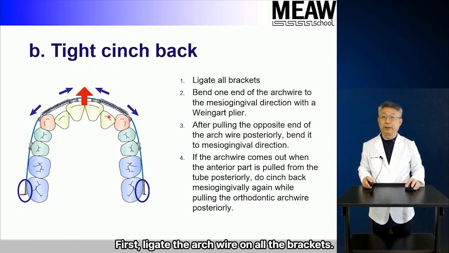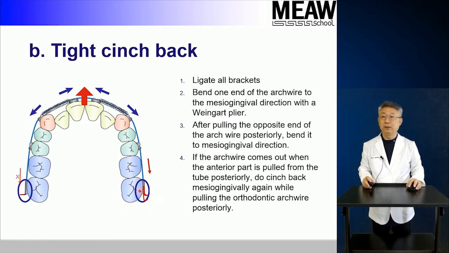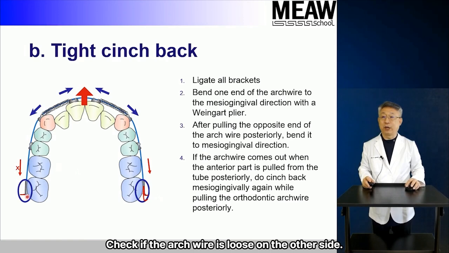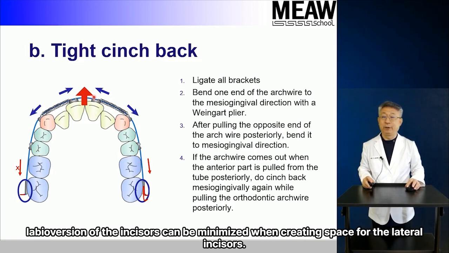First, ligate the arch wire on all the brackets. Perform cinch back bend on one end, and pull the wire on the other side and perform cinch back bend. Check if the arch wire is loose on the other side. Tight cinch back means that since the length of the arch wire is maintained, labioversion of the incisors can be minimized when creating space for the lateral incisors.